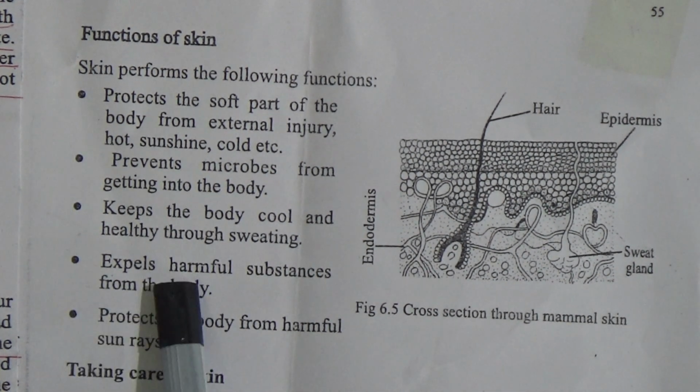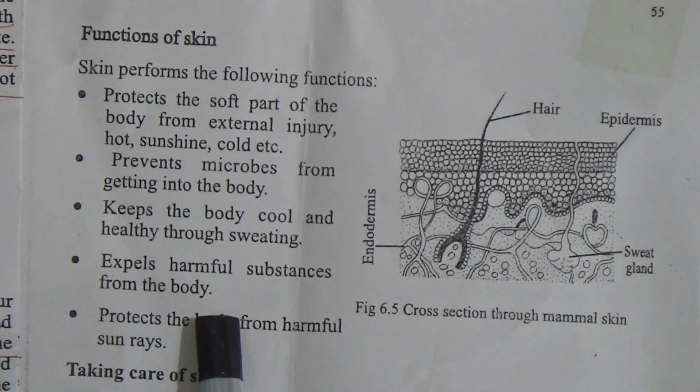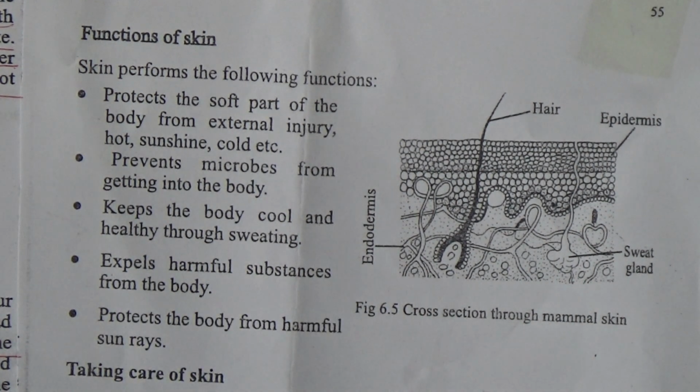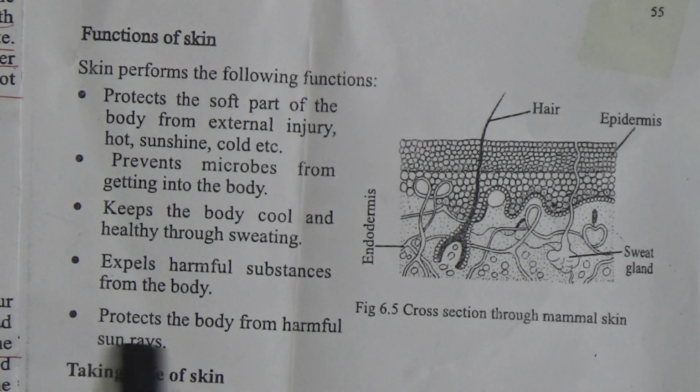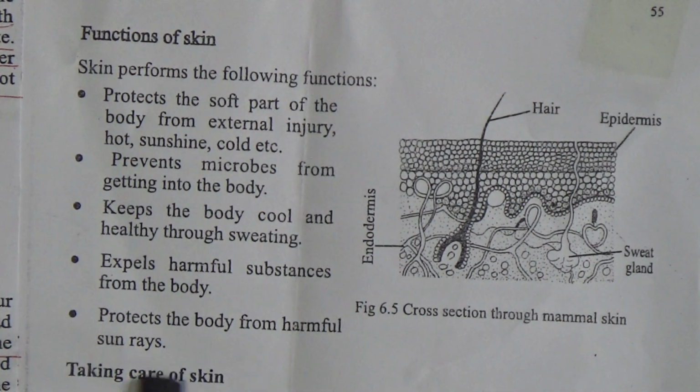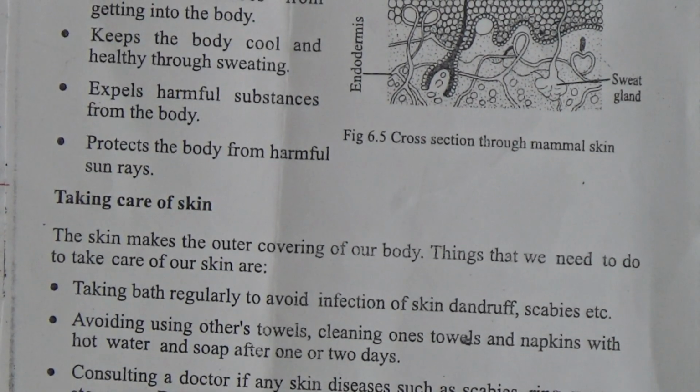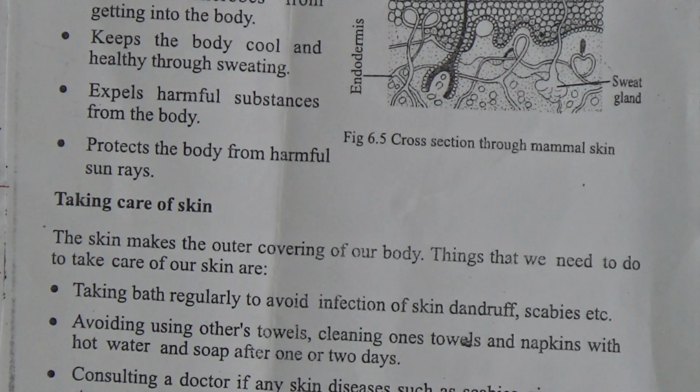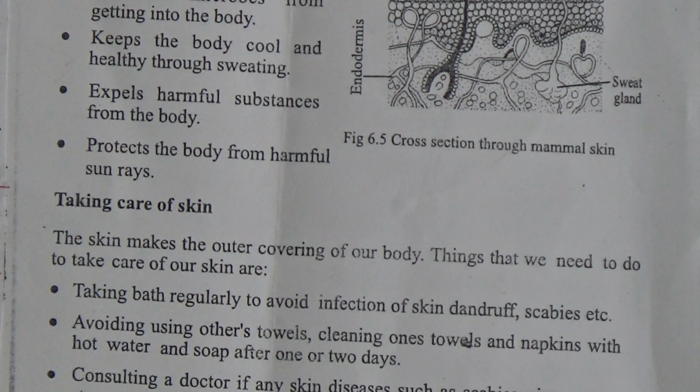Number 4, expels harmful substances from the body. With the help of our skin, dirty things from our body are also expelled. Number 5, protects the body from harmful sun rays. So, our skin protects us from harmful sun rays like ultraviolet rays.